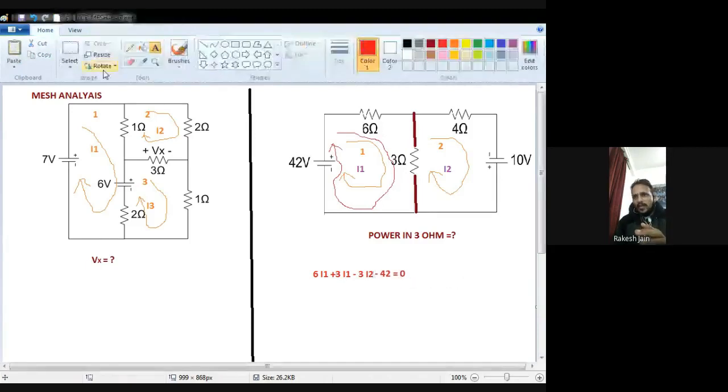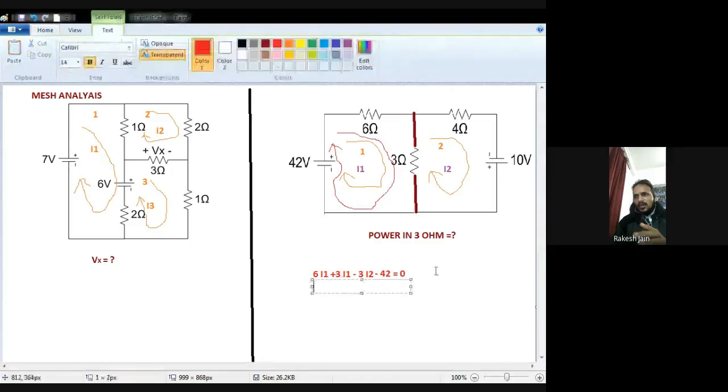We can simplify: 6 I1 plus 3 I1 is 9 I1. I just simplify this. So 6 plus 3 is 9 I1, minus 3 I2, that is equal to 42. Okay, this is my first equation.